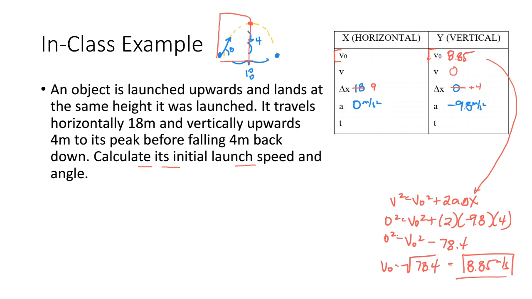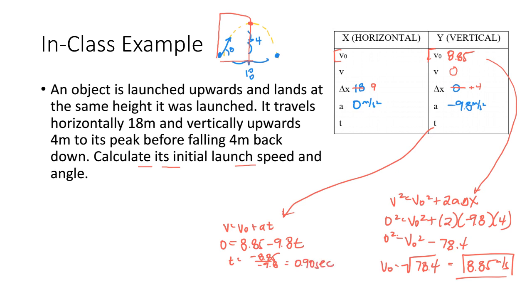Next, I want to find the initial horizontal velocity, but I can't do that without knowing more information. So I'm going to find the time in the vertical direction and then port it over to the horizontal direction. I'm going to pick the simplest equation I can think of, which gave me a time in the first half of 0.90 seconds.